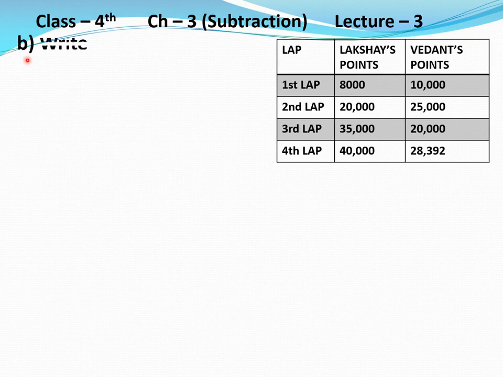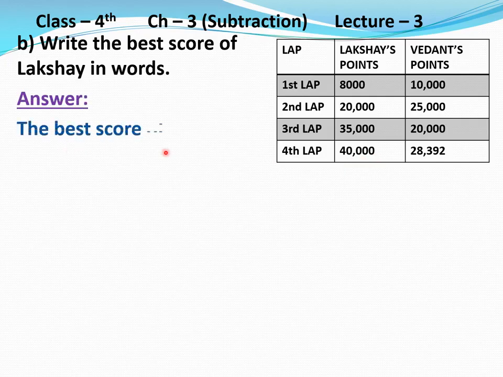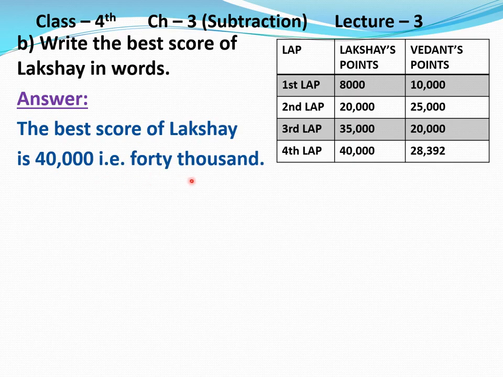Now, B part. Write the best score of Lakshay in words. See, first lap, second lap, third lap, fourth lap. See, Lakshay's points 8,000, 20,000, 35,000, 40,000. See, greatest is 40,000. So, best score of Lakshay is 40,000. Write down the best score of Lakshay is 40,000. You have to write in words also.